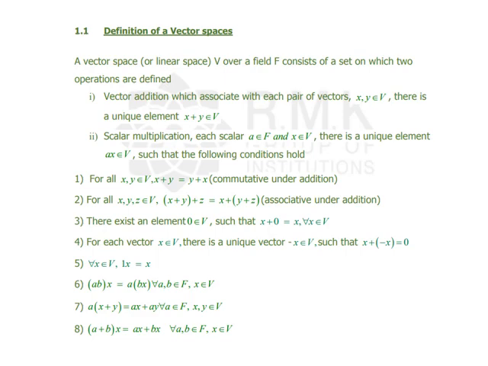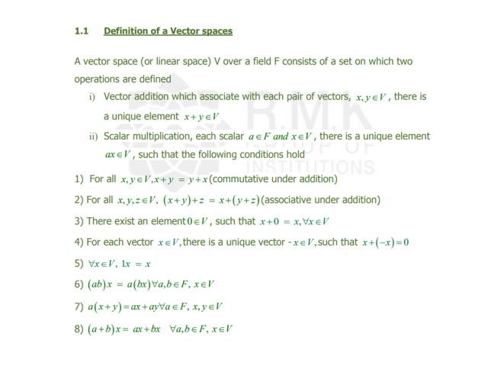And (ab) multiplied with x is the same as a into (bx), where a and b are from the scalar field F. a into (x plus y) is the same as ax plus ay, and the last one is (a plus b) into x equals ax plus bx. This is like our distributive property. So any linear space which satisfies these 8 conditions, we call it a vector space.